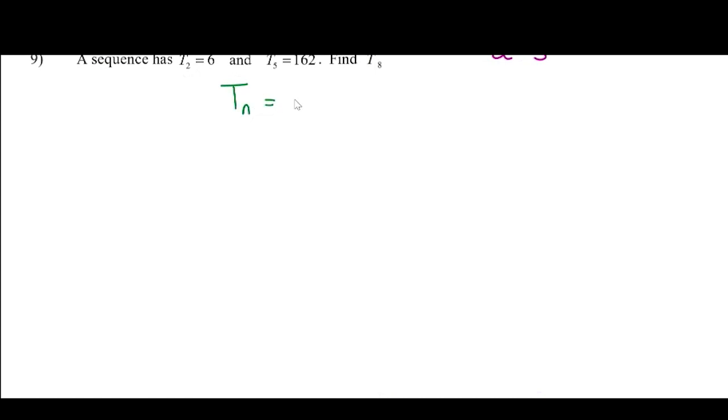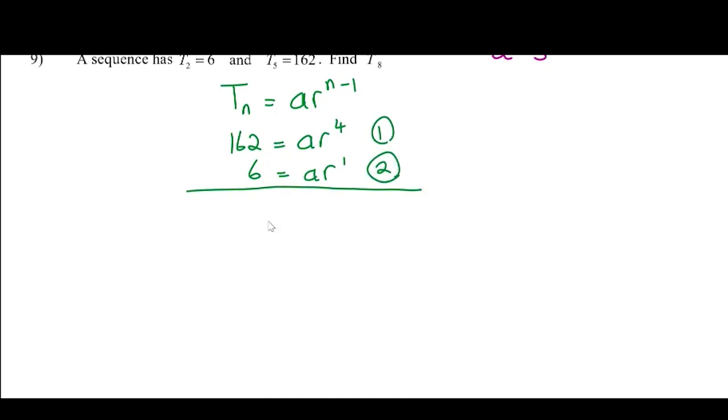Okay, remember that Tn is ar to the n minus 1. Here we've got T5 is 162. So 162 is ar to the 4. And 6 is a times r to the 1. We've got these two equations. Once again, we're going to divide them. 162 divided by 6 is 27. A divided by a, no a's, it's just 1. R to the 4 over r cubed.